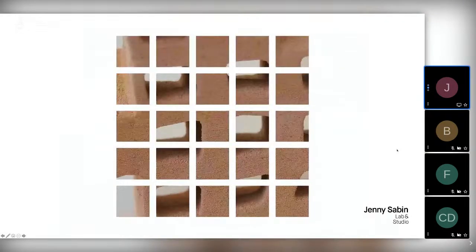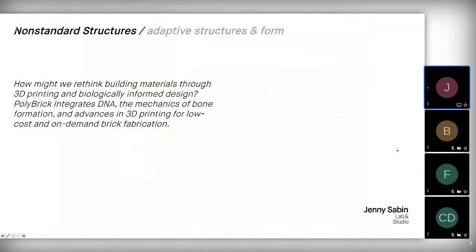In other projects, we explore non-standard structures and the question, how might we rethink building materials through 3D printing and biologically informed design? In this particular project, Polybrick, we integrate DNA, the mechanics of bone formation, and advances in 3D printing for low-cost and on-demand brick fabrication.